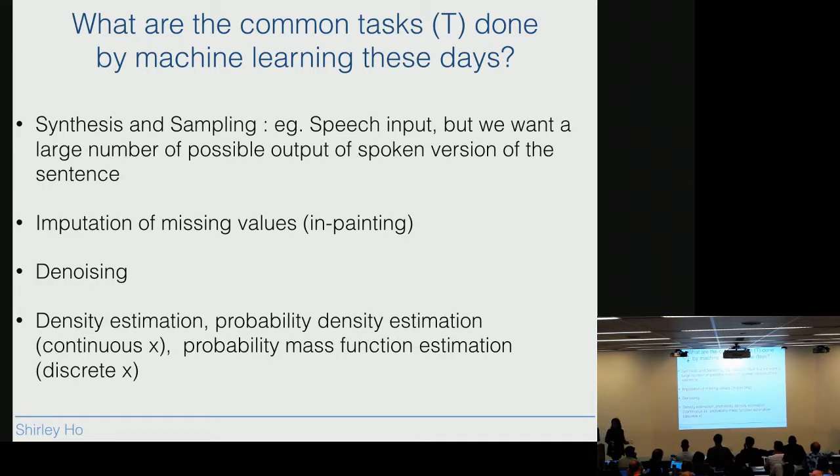Synthesis and sampling. We have speech inputs, but we want a large number of possible outputs of spoken versions of the same sentence. Different language outputs. Imputation of missing values. This is the in-painting that I mentioned earlier. Denoising. How many people have thought about using denoising on astronomical data sets? I thought that was interesting.